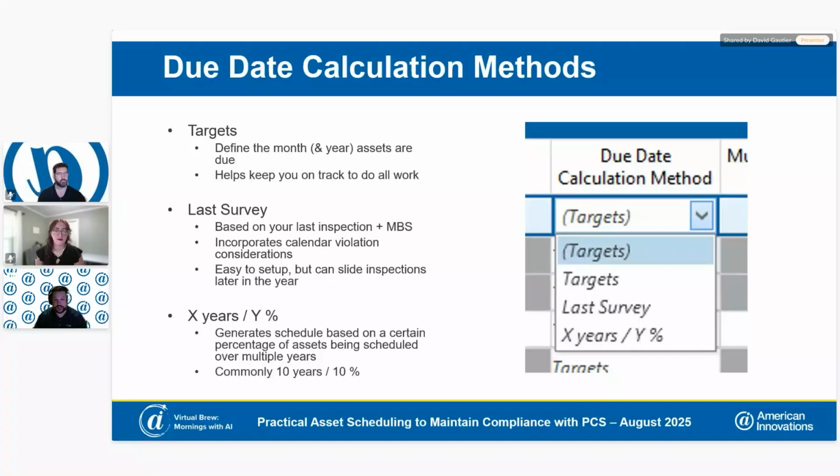It's really easy to set up. You just go into edit schedule settings, you find your scheduling facility type, you click the due date calculation method that you can see on the screen, and you click last survey and you're off to the races.